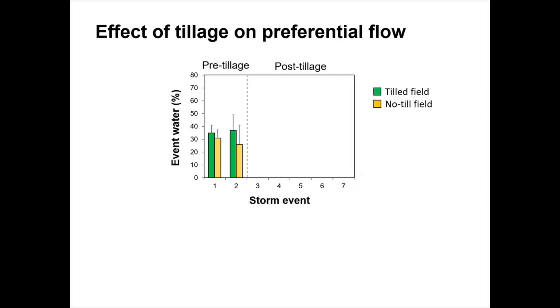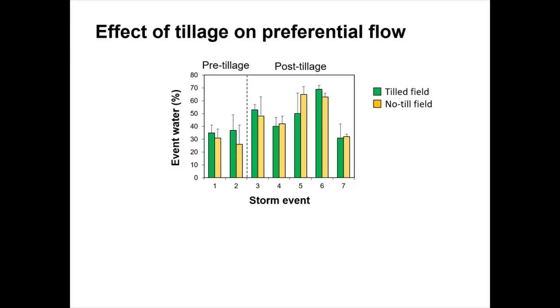Before anything happened to the field, both fields were pretty similar. There was no significant difference between them. They both had the same amount of preferential flow. They had the same amount of rainwater making it to the tile drain before tillage. But if we look at after tillage, it looks the same. Those bars are the same height.